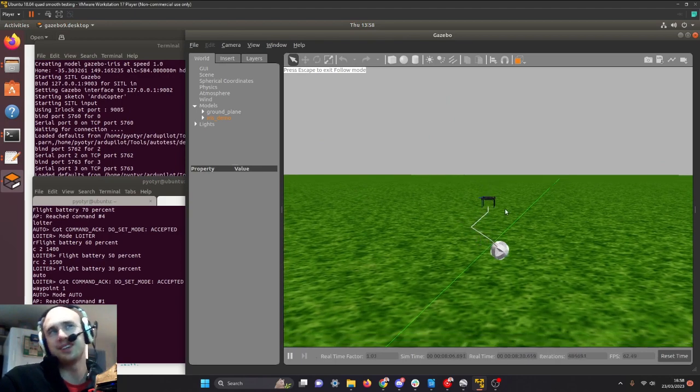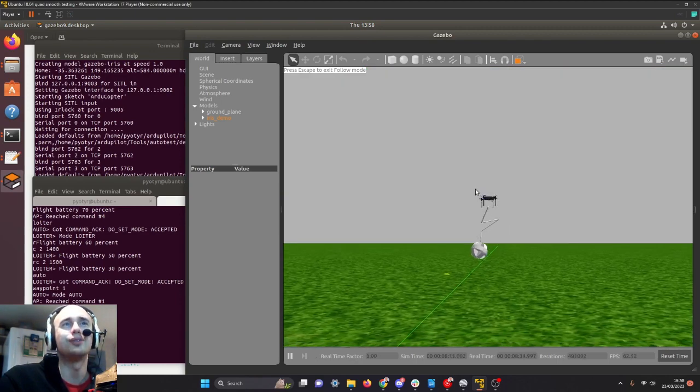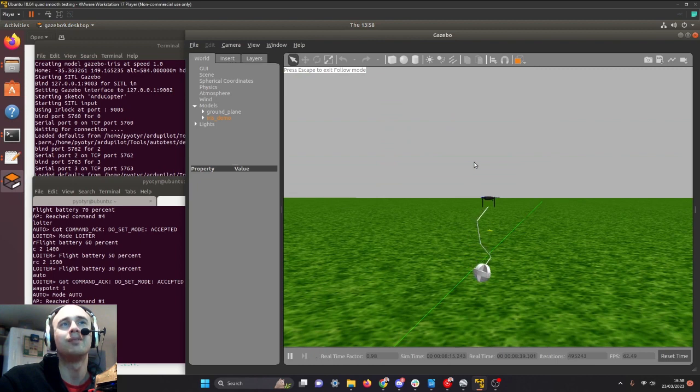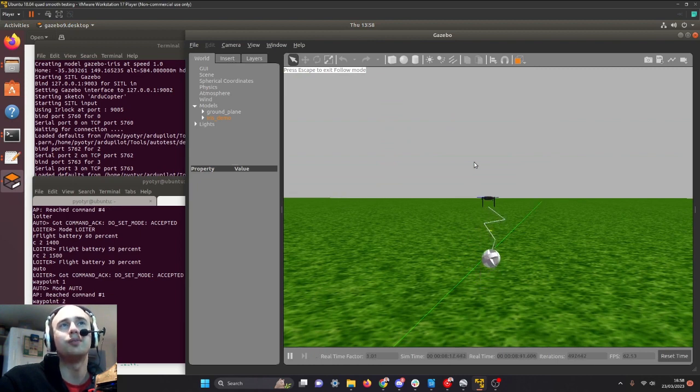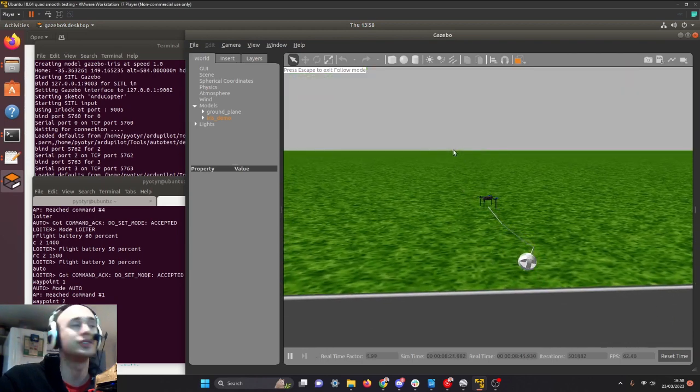Kind of neat looking, but I don't think it'll be very useful for any kind of real world simulation of what would happen with the payload. Better for seeing how the drone will react though to different situations. Yeah, that's all I wanted to show you.